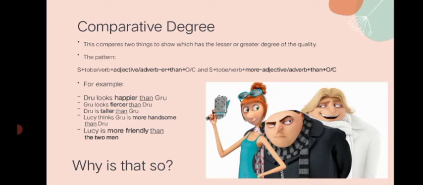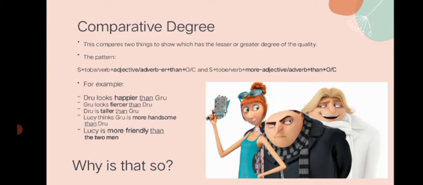This compares two things to show which has the lesser or greater degree of quality. In the comparative degree, we have two patterns. The first: subject plus to be or verb plus adjective or adverb plus er plus than plus object or complement. And then: subject plus to be or verb plus more plus adjective or adverb plus than plus object or complement.